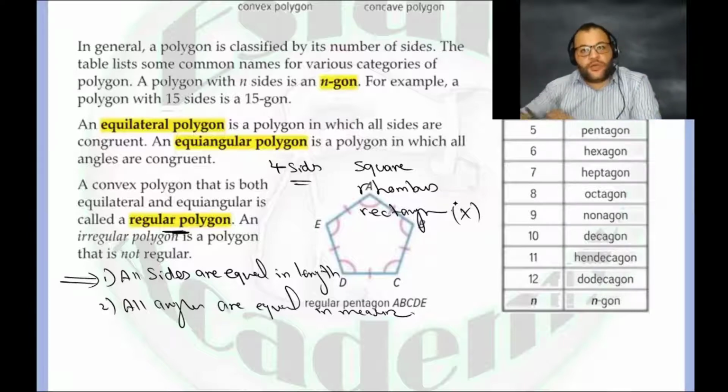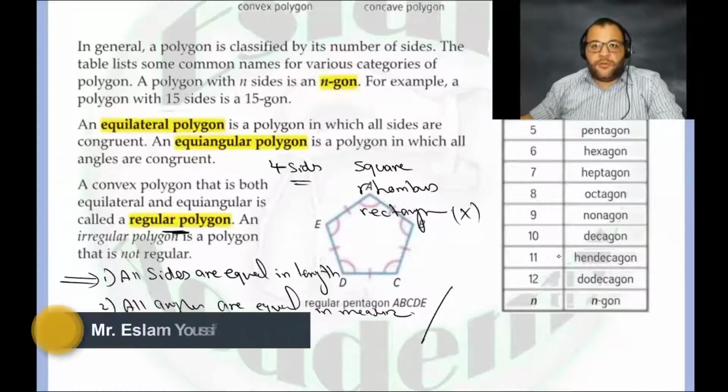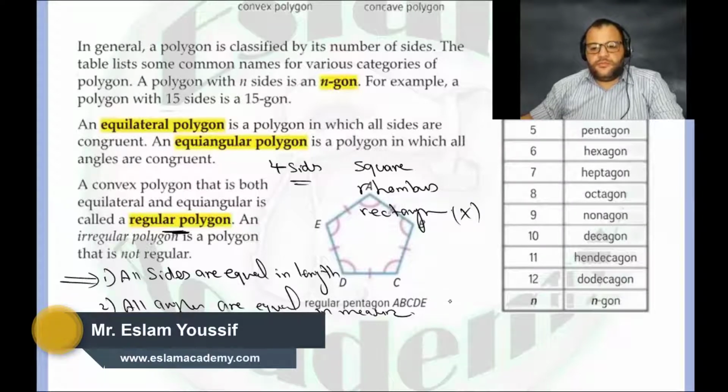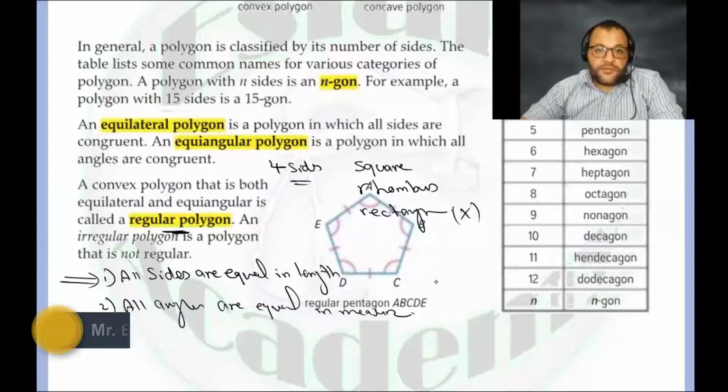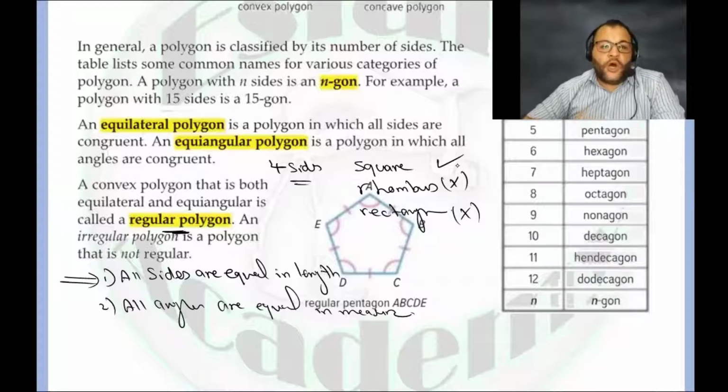Rhombus, regular or irregular? A rhombus looks like a slanted diamond. All sides are equal, but the angles are different in measure: two acute angles and two obtuse. So this one is irregular. The only regular quadrilateral is the square, and the only regular triangle is the equilateral triangle.